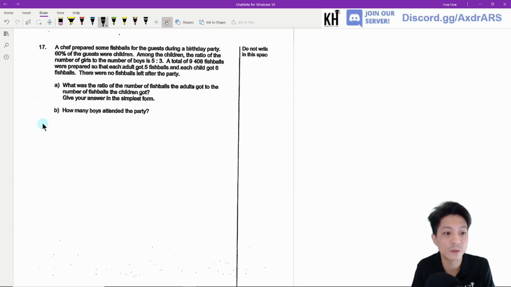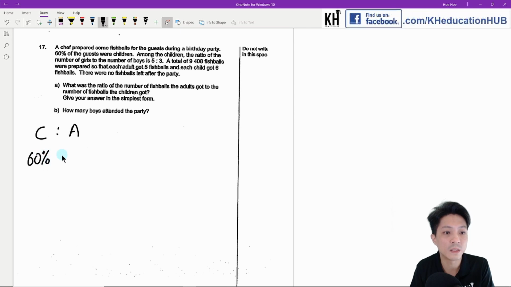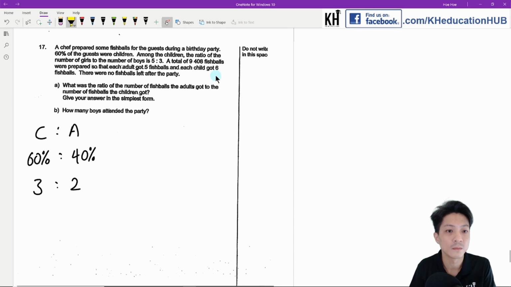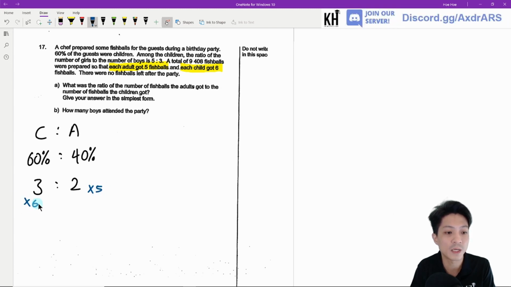I'm going to write down the ratio of the number of children to adults first. If 60% of the guests are children, that means 40% will be adults. The ratio of children to adults will be 3:2. Over here it says that each adult got 5 fish balls and each child got 6 fish balls. So for the adults, since each got 5, I'm going to multiply by 5, and for the children, I'm going to multiply by 6. This will give me 18:10.